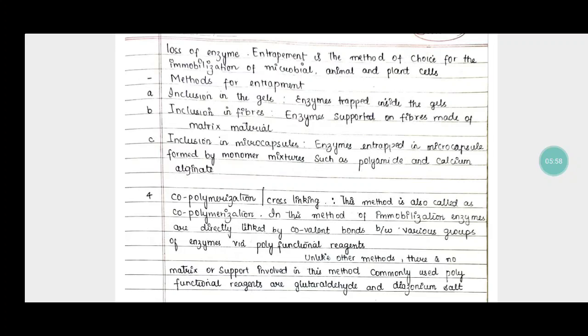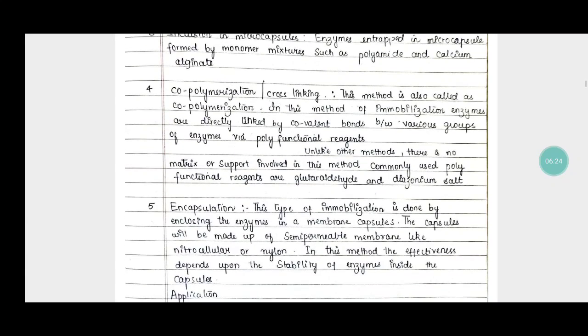This is also known as cross-linking copolymerization. In this method of immobilization, enzymes are directly linked by covalent bonds between the various groups of enzymes via polyfunctional reagents. Unlike the other methods, there is no matrix or support involved in this method. Commonly used polyfunctional reagents are glutaraldehyde and diazonium salt. And number fifth, that is encapsulation.